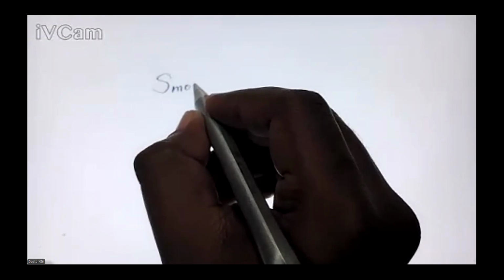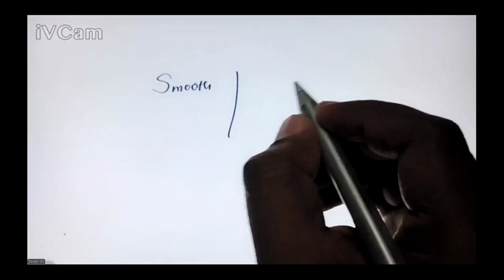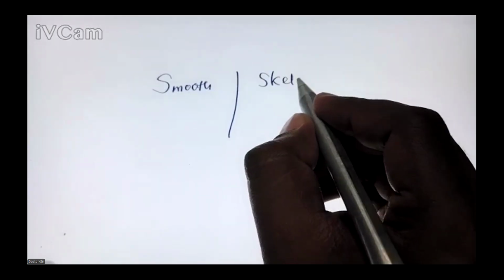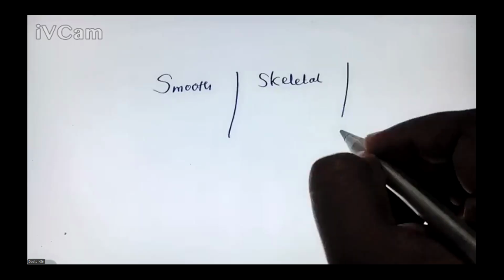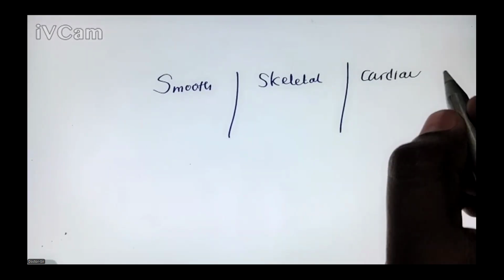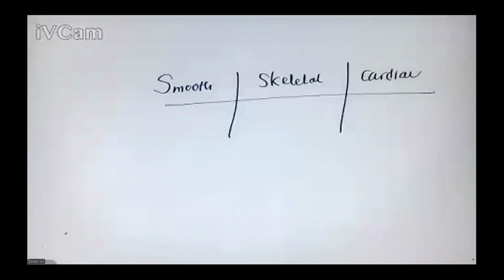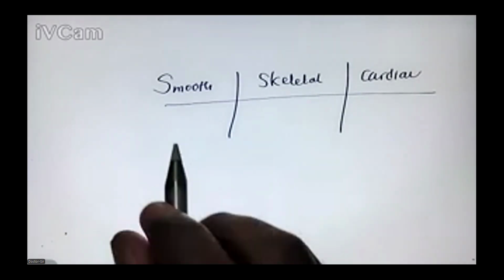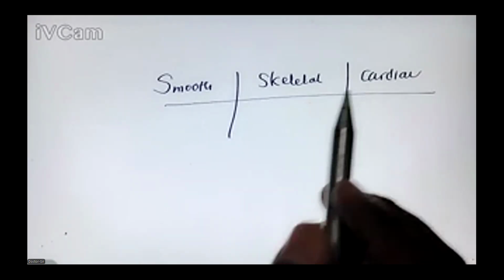So I will write down what the three types are. One is smooth muscle tissue. The other one is skeletal. Then the next one is cardiac. These are the three types. Now tell me, smooth, skeletal, and cardiac.